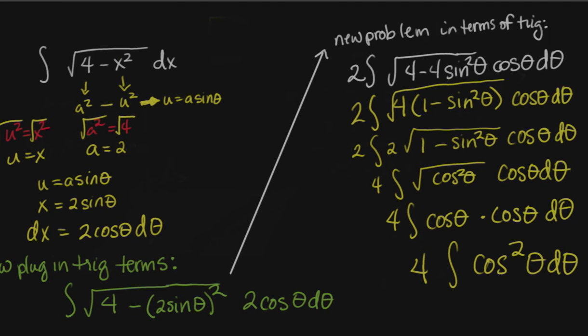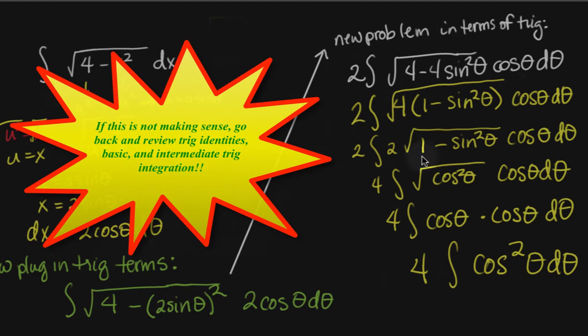When you do all that, this is what's going to happen. So you factor out the 4, then you square root the 4 to give you 2. 1 minus sine squared becomes cosine squared. And then the square root of cosine squared is cosine. And then cosine times cosine is cosine squared. The 2 came out in front, which gives you 4.